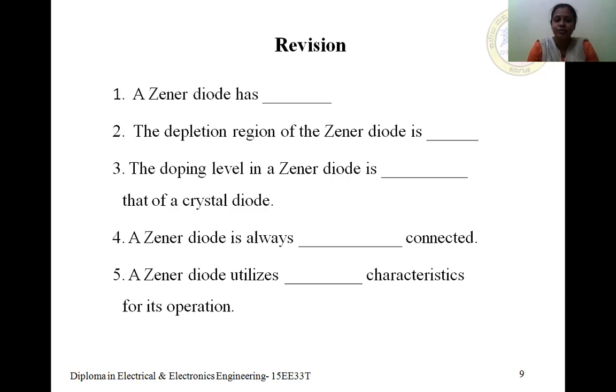Next, coming to the fifth question: a Zener diode utilizes dash characteristics for its operation. As I said, the Zener diode has two characteristics, forward biased characteristics and reverse biased characteristics. For its operation, the Zener diode utilizes the reverse biased characteristics. The answer for the fifth question is reverse biased.